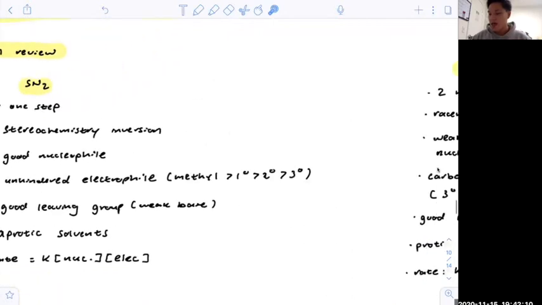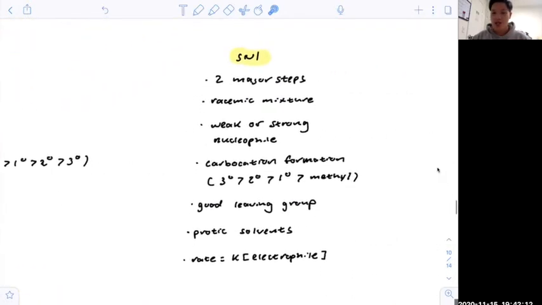Okay, and then we have SN1 reactions, which are 2 major steps. You can argue that it's 3 with the carbocation intermediate, but I like to think of it as 2 major steps. It forms a racemic mixture, so it's a 50-50 mixture of either a wedge or a dash. It doesn't matter what the nucleophile is, it can be weak or strong.